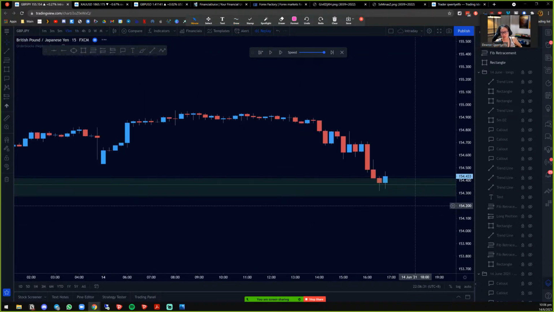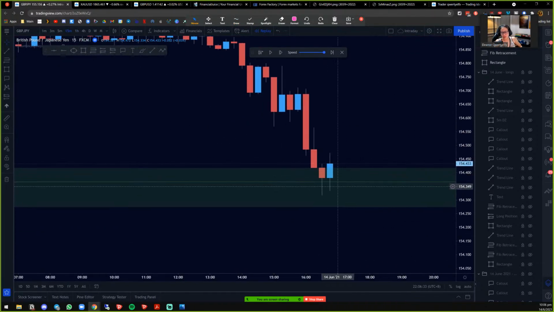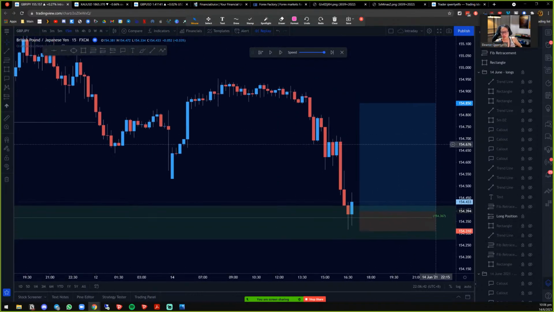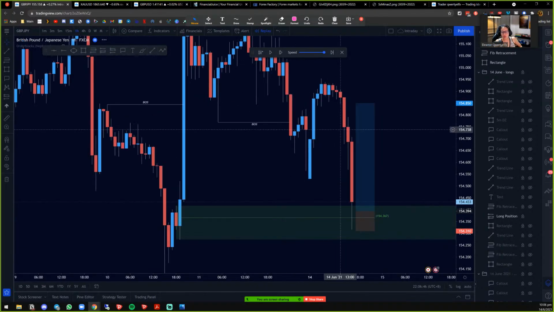I then dropped down to the 15. The next one made a higher low, and then that's when I took the entry long. Stop loss is just below this area. So again, we're trading this to go up towards one of these zones over here on the hourly.